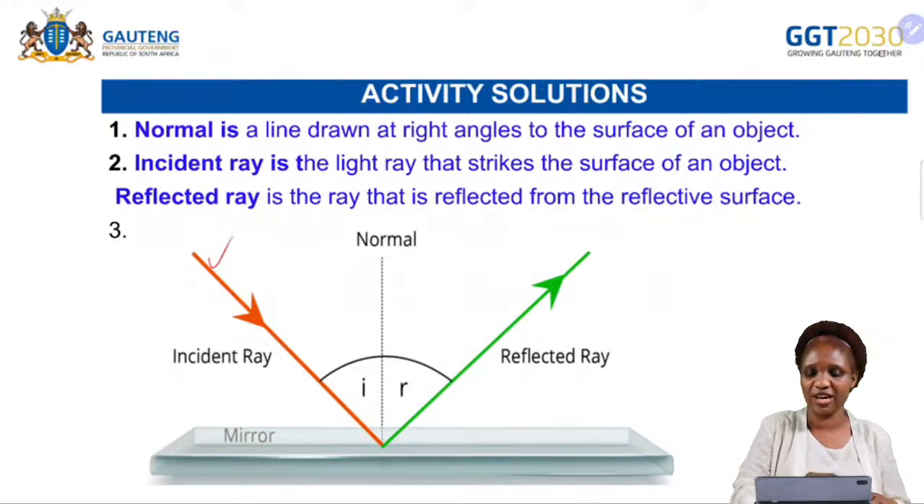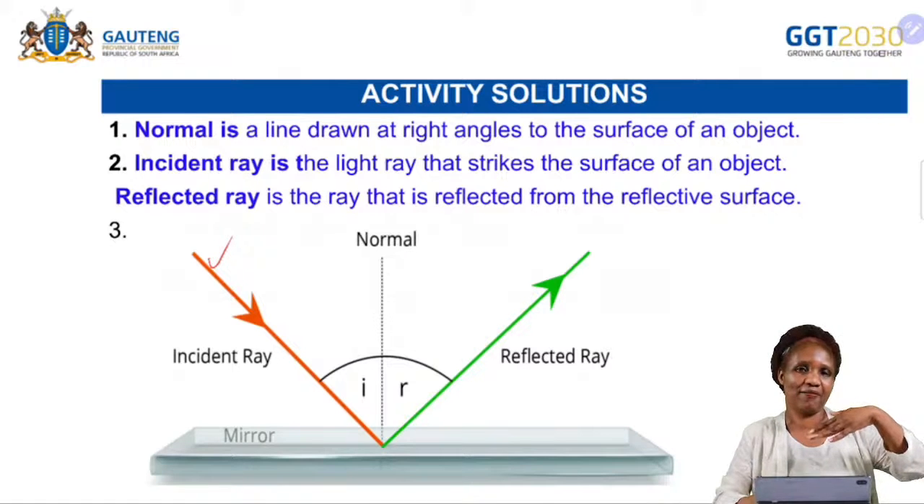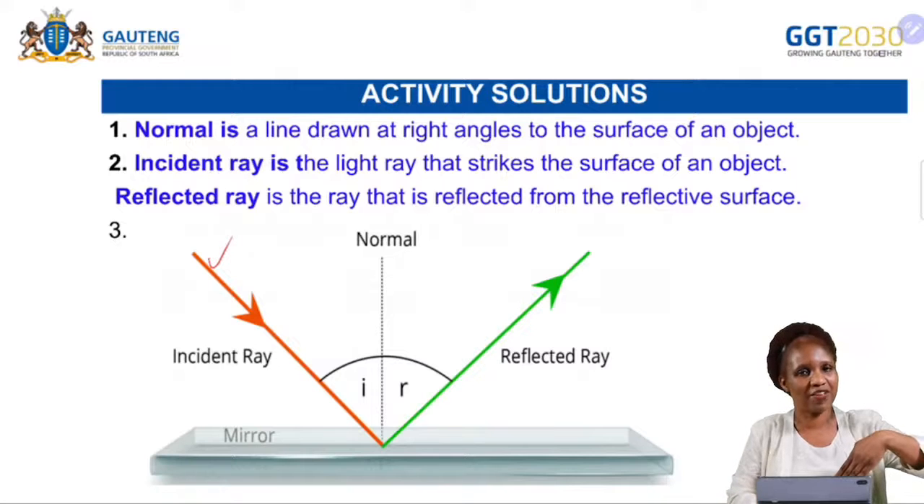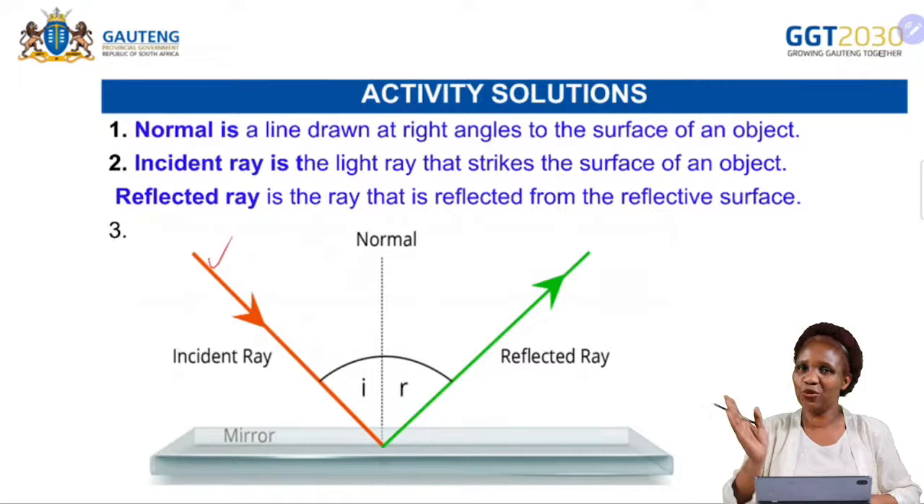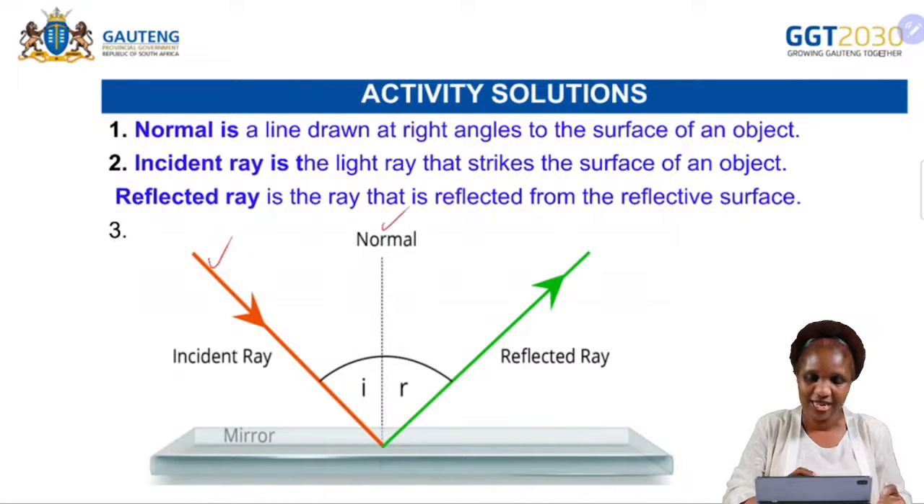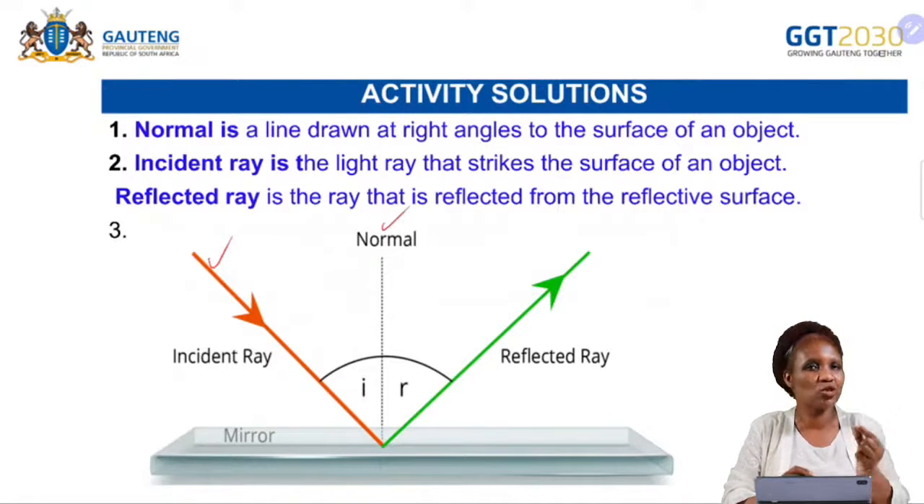This is the incident ray. It's an incoming ray. Okay. This is white light coming in to a smooth surface. Okay. And then it will be reflected, and we call that a reflected ray. And then here we've got the normal. This is the imaginary line. Okay. And it is perpendicular to the surface.